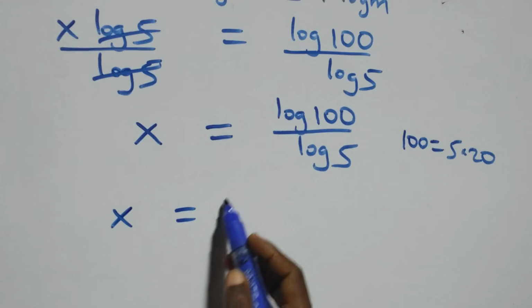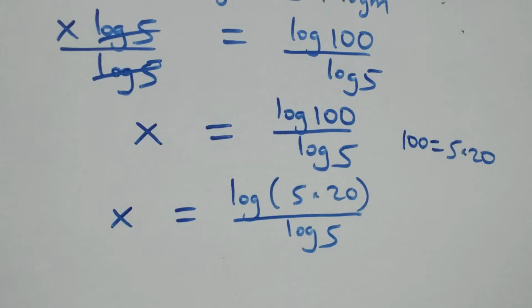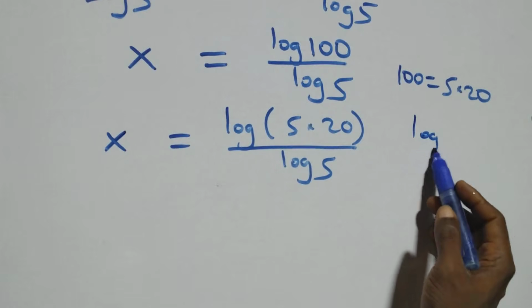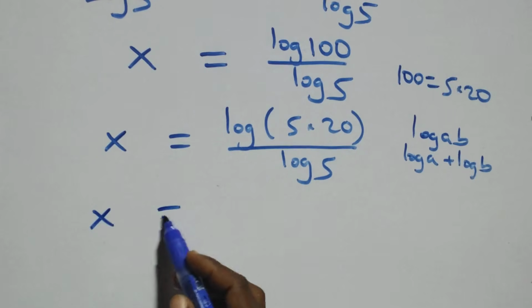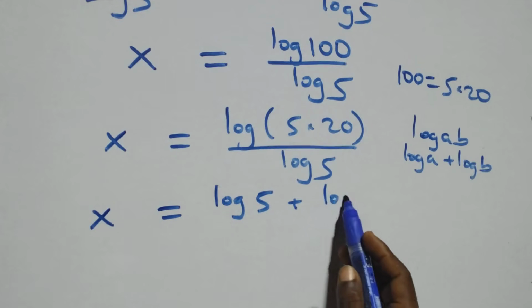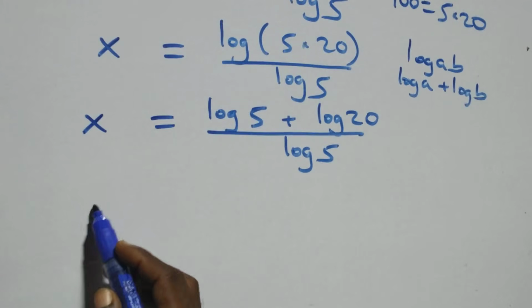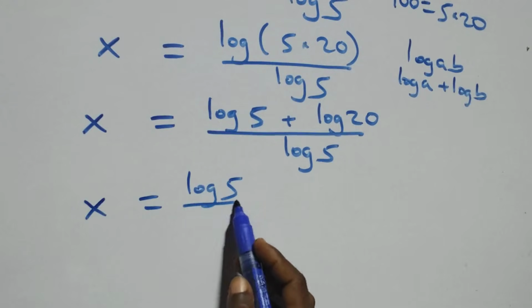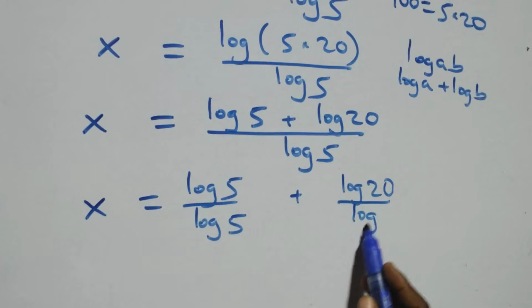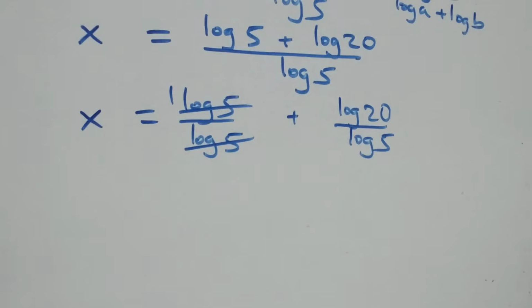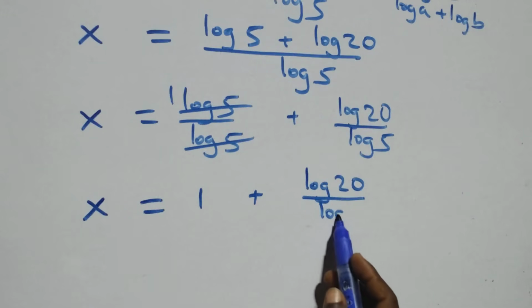And what we have becomes x equals log 5 times 20 over log 5. Then this follows the law of logarithm: when we have log a times b, this can be expressed as log a plus log b. That is, here we have x equals log 5 plus log 20 over log 5. Then separate this into two fractions. We have x equals log 5 over log 5 plus log 20 over log 5. Then log 5 cancel each other. We have 1 left here, which implies x equals 1 plus log 20 over log 5.